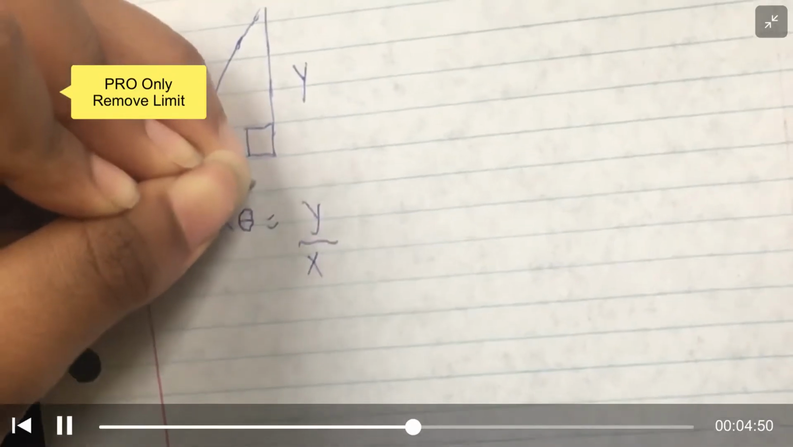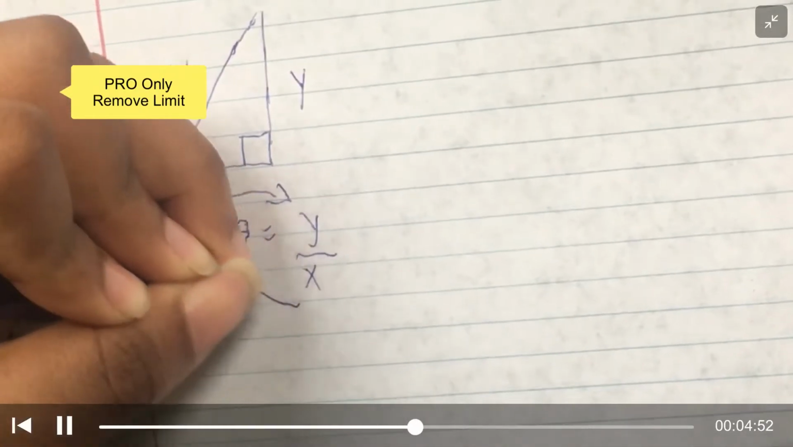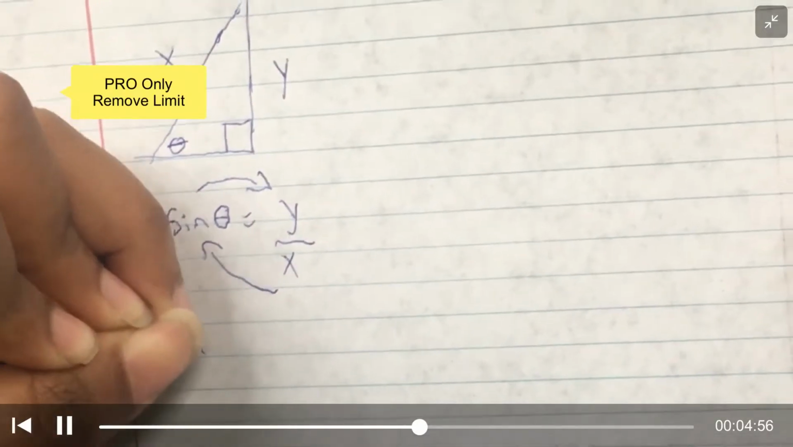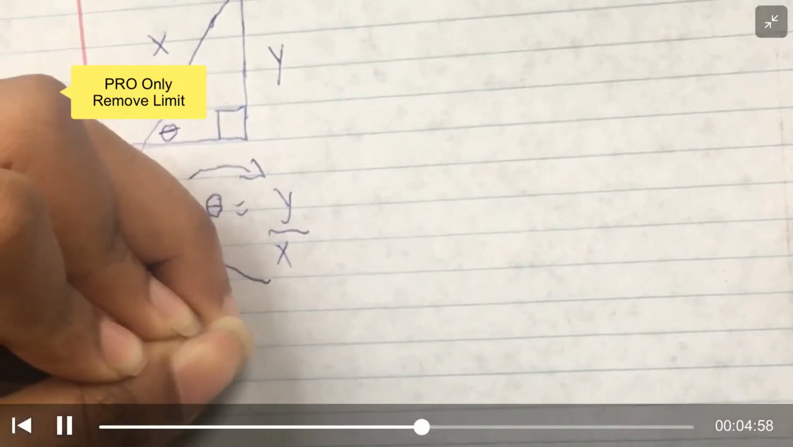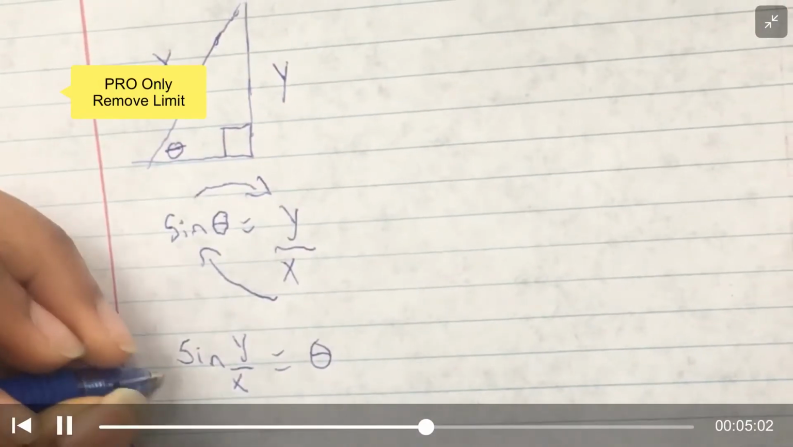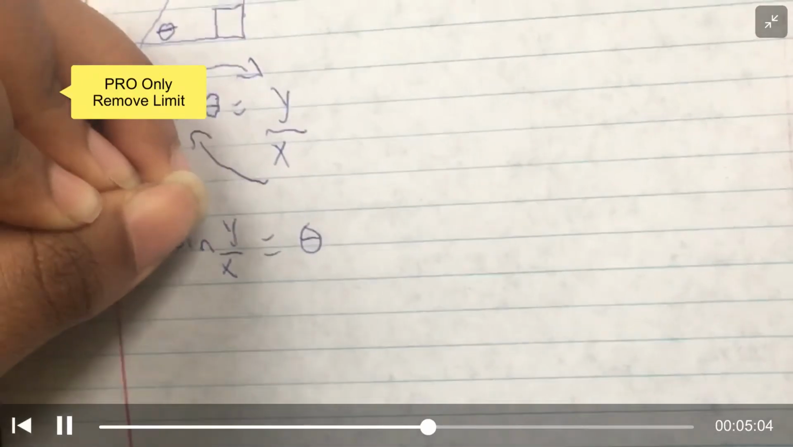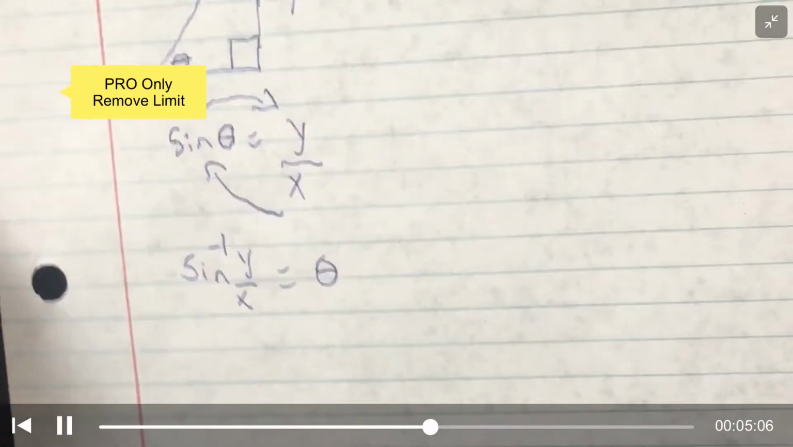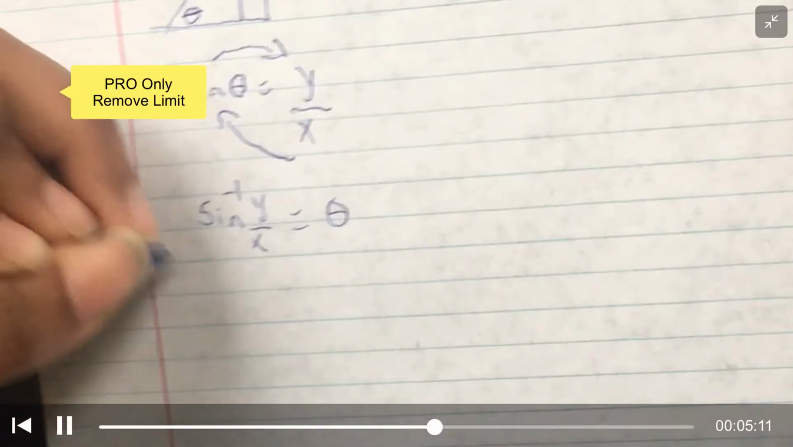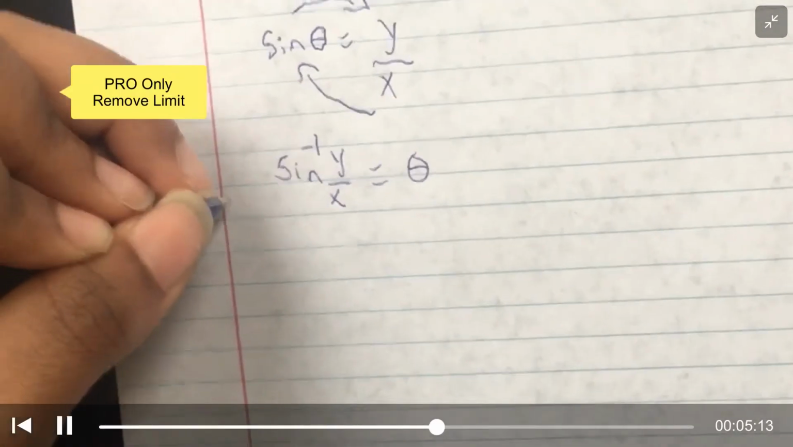So we would switch theta and the fraction on the other side, and it would end up being sine y over x equals theta. But that's not all. In order to get arc sine, we would have to put -1, and that's how it looks on the calculator. And you would put that in on the calculator, and you would get your answer.